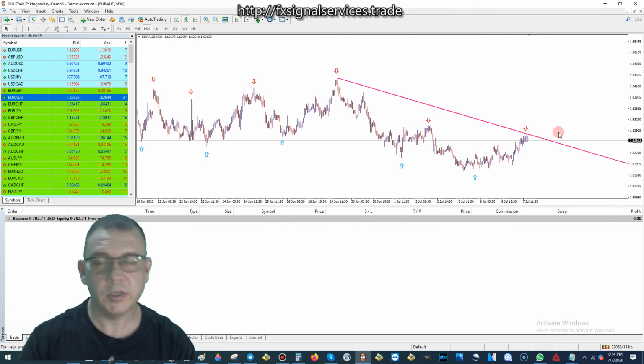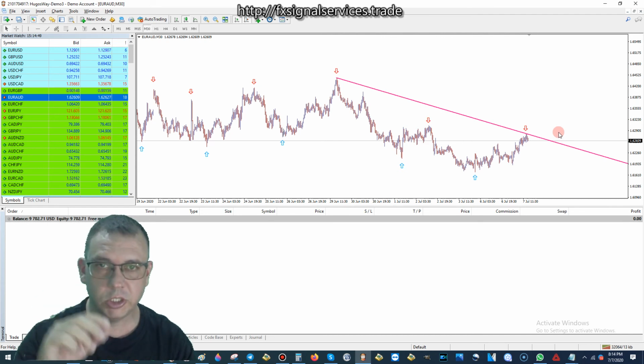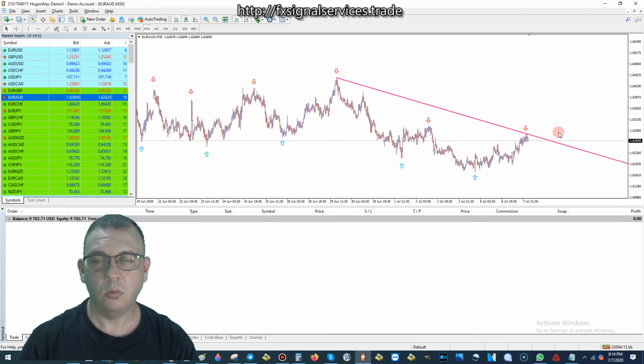Very, very simple. So anyhow, that's my free daily signal. EURAUD is a sell right now. Go ahead and just jump in right now, place a sell trade, wait for the next blue arrow.